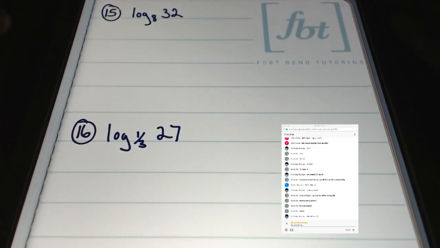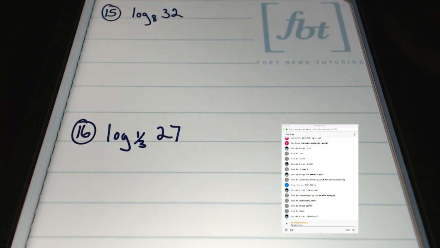That's right. Let's continue on, guys, because I have a tricky one here for you. I have problem number 15, where we have log base 8 of 32. Remember I said that your ideal situation, guys, is if you can rewrite the argument in terms of the base of the logarithm.